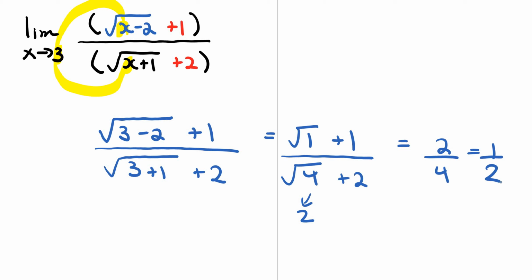Okay, so after all that, we do get 1/2 as a final answer there. All right, so hopefully that example was okay. We're just multiplying by the conjugate twice there, so just try that question one more time if you weren't able to follow all the steps there.